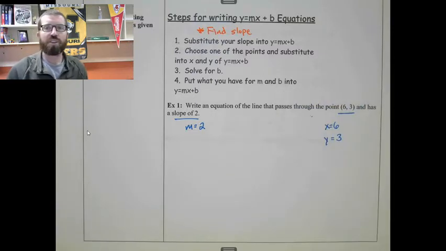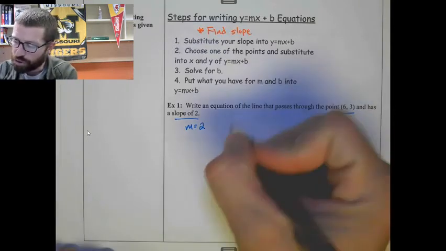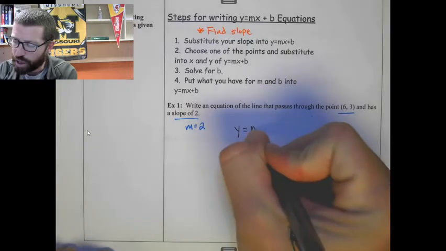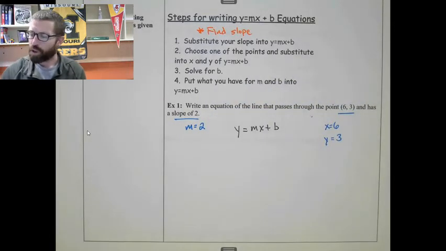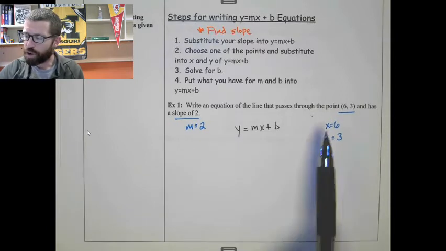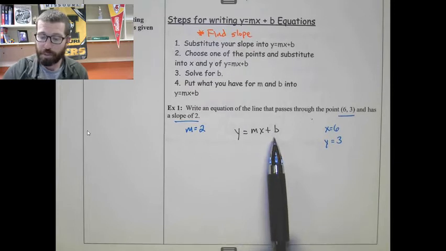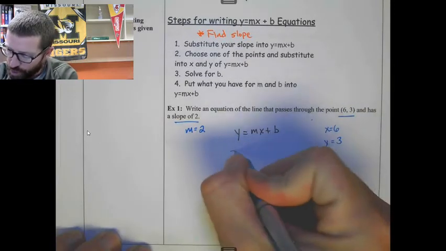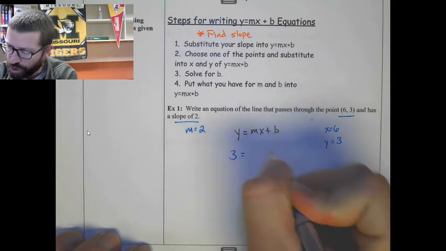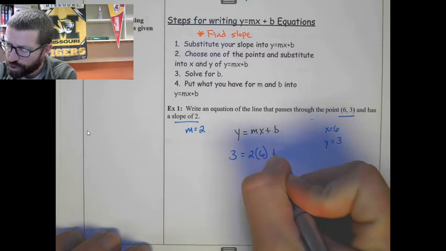Okay, now why is that useful? Because think about the equation of the line that we're using. We're using y equals mx plus b. And look at all the stuff we know. We know m, we know x, and we know y, which is 3. So we know everything except for b. So we can find b. Let's say if y is 3, m is 2, and x is 6.